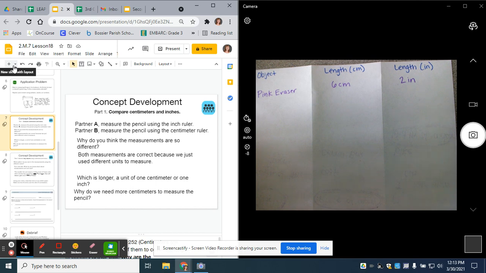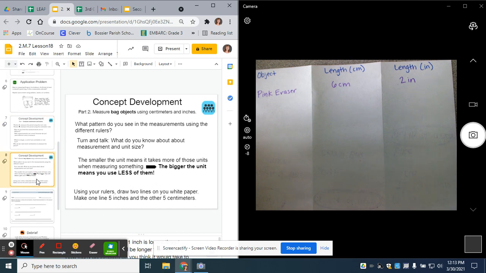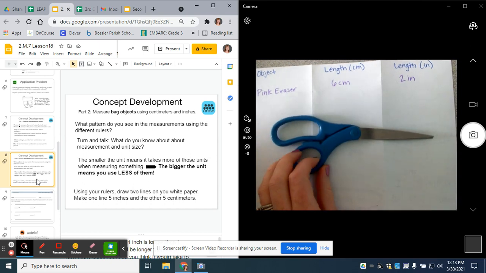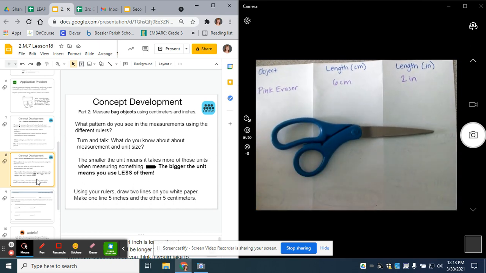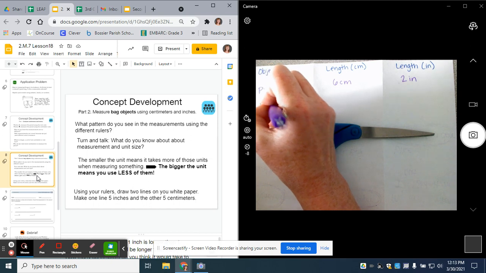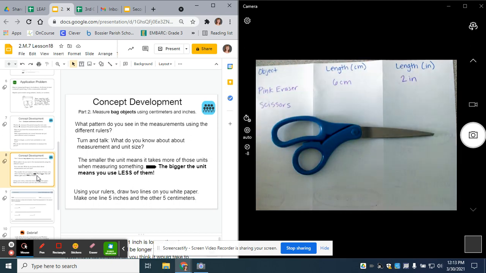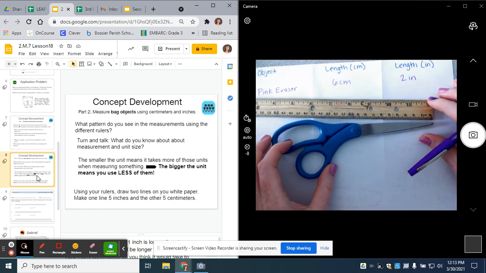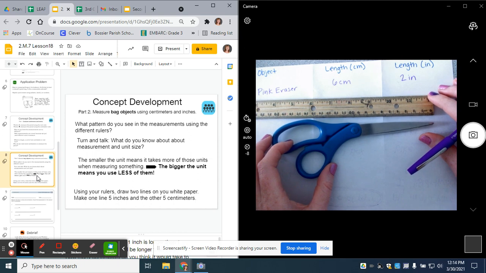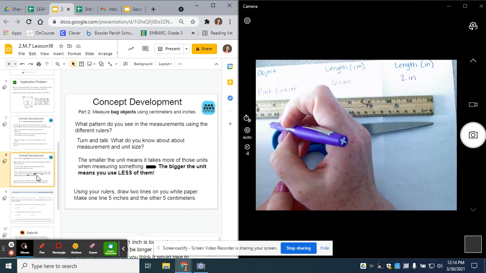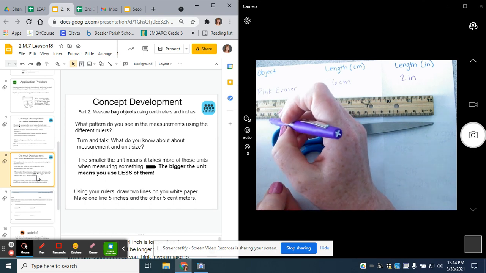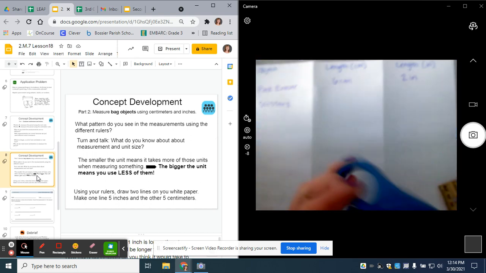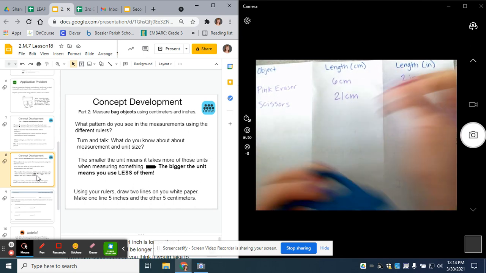All right, let's pick another item to measure and compare. Let's take these scissors, for instance. Yours may be a different length. My scissors are the big scissors. First, I'm going to measure in centimeters, as straight as I can, starting at 0 and going all the way to the end. It looks to be about 21 centimeters long.